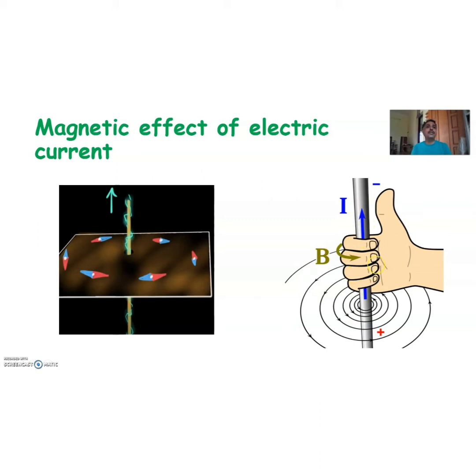Now, how to find out the direction of the magnetic field produced around a current carrying wire? This is given by Fleming's right hand thumb rule. Here we have to use only our right hand. Suppose our thumb of the right hand points in the direction of the conventional current flow, that is the I direction, then all the curling fingers will point towards the direction of the magnetic field produced around the wire. So if the thumb is in the direction of the current, the rest of the curled fingers will indicate the direction of the magnetic field as shown in the diagram.